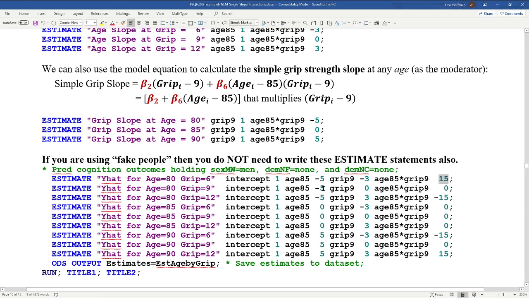So we have age 80, age 85, age 90, and then 6, 9, 12 for grip strength with corresponding results when you multiply those together to create the interaction term. And I am saving this little table to a data set so that I can use it to make plots with.